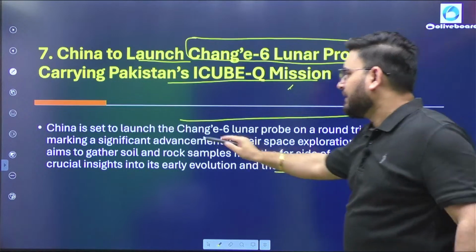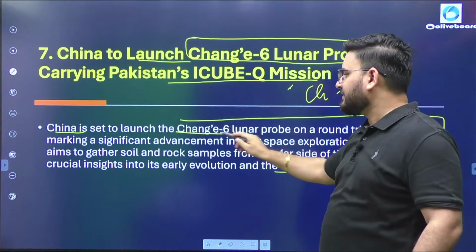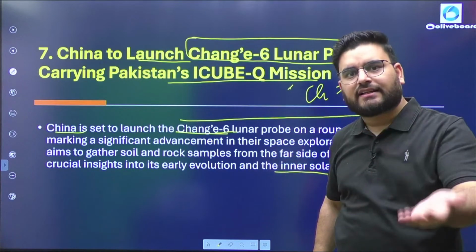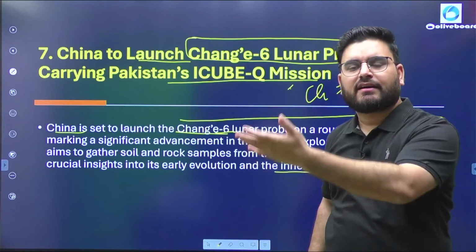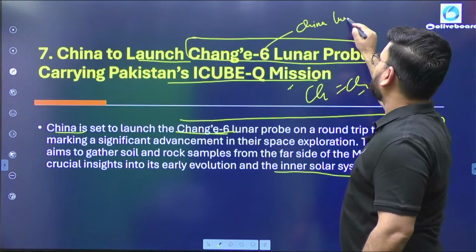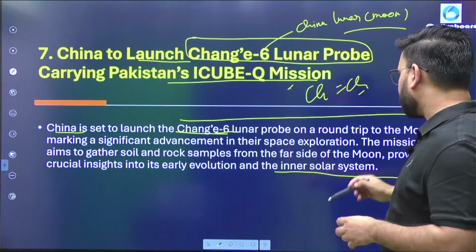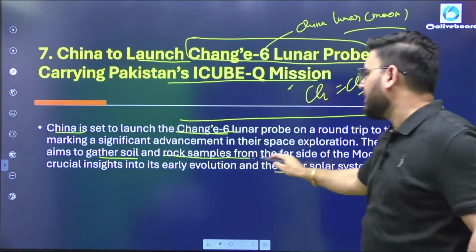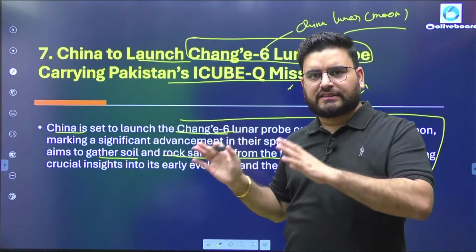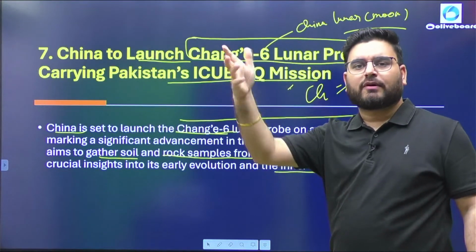So you have to remember that China and Chang'e, CH equal to CH. Just remember, China has the Chang'e 6 lunar probe. As India has Chandrayaan 3, China has Chang'e, which is a mission for the moon. Lunar means moon. What is the purpose? The mission will aim to gather soil and rock samples from the far side of the moon, providing crucial insights into the formation of the entire solar system. They won't ask you the purpose. They will ask you, Chang'e 6 is the lunar probe of which country.